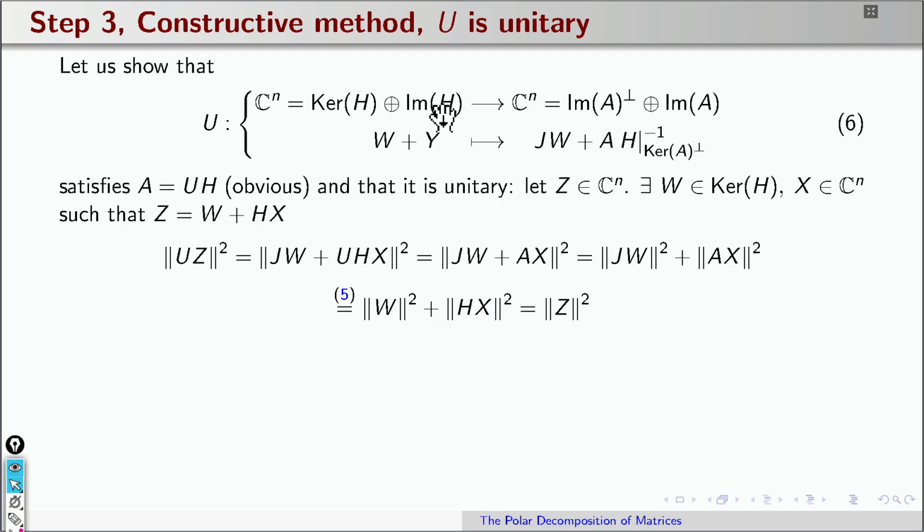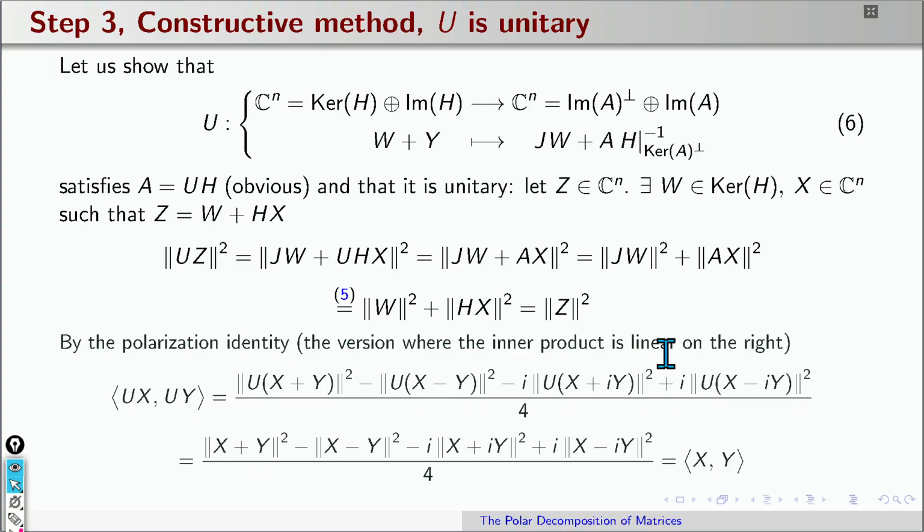Here it's the direct sum of the other eigenspaces. So this element and this element in the image are orthogonal. So again, by Pythagoras theorem, this is the norm of Z. So you have that the norm of UZ equals the norm of Z. It is enough, in fact, to prove that U is an isometry to show it is unitary. But if you want a more explicit proof, you can use the polarization identity.